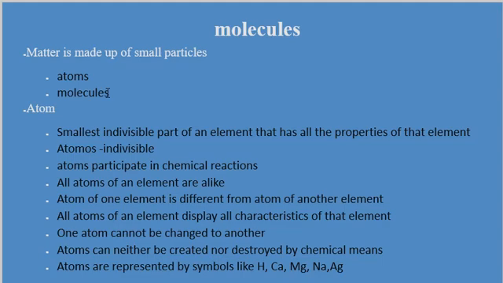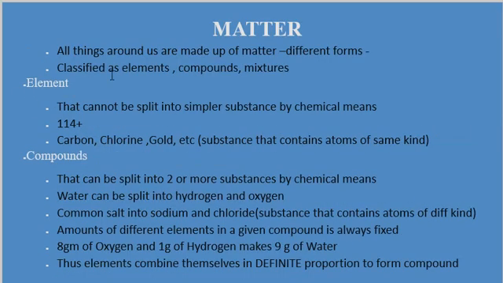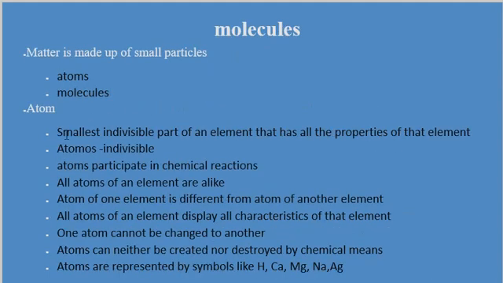Now, let us see in detail what is an atom. An atom is the smallest indivisible part of an element that has all the properties of that element. An element is something that cannot be split into simpler substances by chemical means, and it contains atoms of the same kind. If you divide the atom further, then it will not have all the properties of that element. So the smallest part that has all the properties of that substance is called an atom.